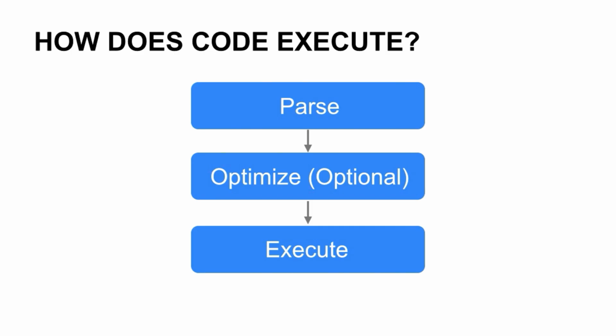The first step is parsing. We take the source language, in our case Java, and we turn it into a form that's easier for the compiler to work with. Once it's in that form, the compiler may perform some optimization before running it so that our code will run faster, and then finally, of course, we'll execute the code.